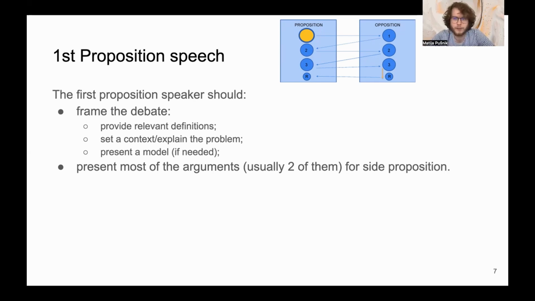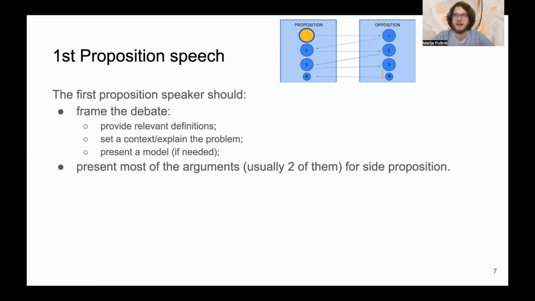Okay, let's start with the first proposition speech. The first proposition speaker should, 1, frame the debate. That means that they provide relevant definitions, that they set a context, that they explain the problem, and that if needed, they present a model. This is important because debates are different based on what we are debating about.